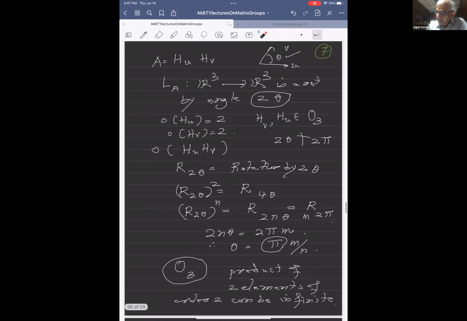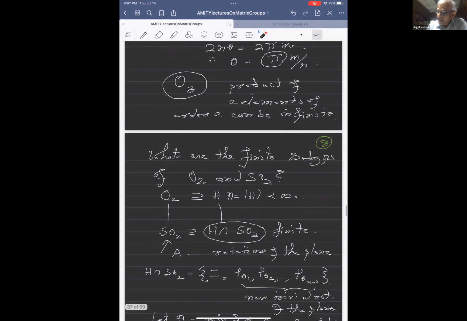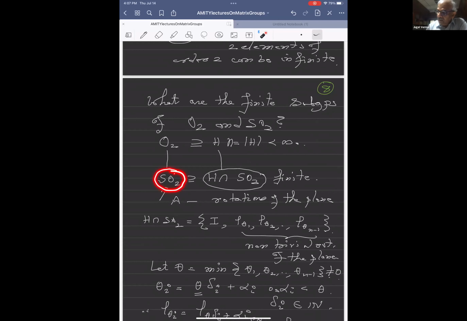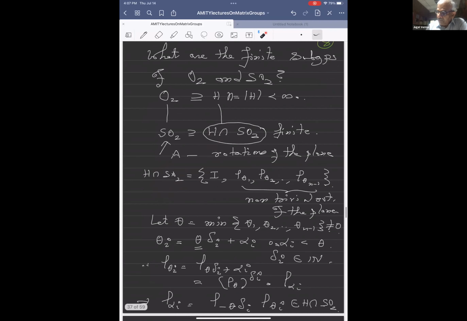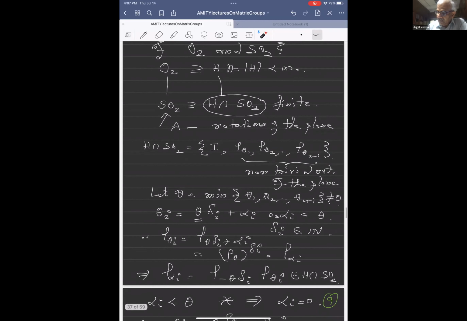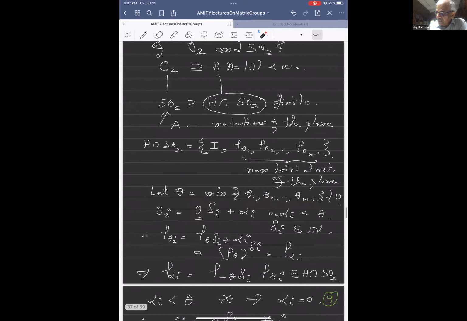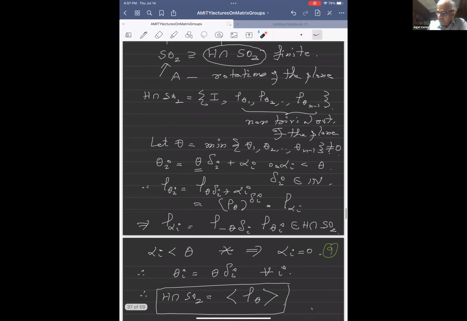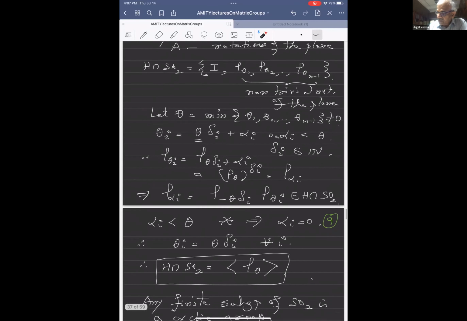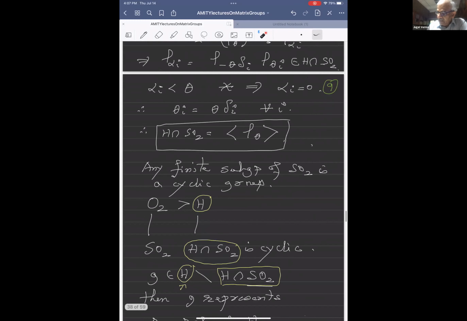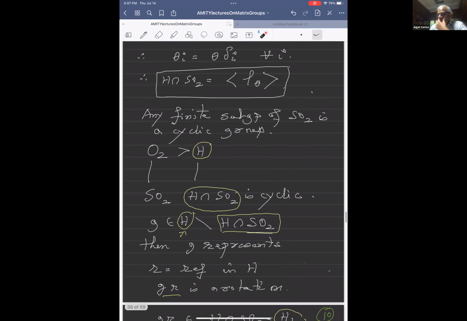The trick there was to first understand the finite subgroups of SO2. Take a finite subgroup of O2 and intersect it with SO2; that is a finite subgroup of SO2. It has finitely many rotations. So look at those angles of rotation and take the minimum of those angles; the rotation with respect to this minimum angle generates that subgroup of SO2. If it is generated by the rotation by angle theta, then that is the characterization of finite subgroups of SO2.